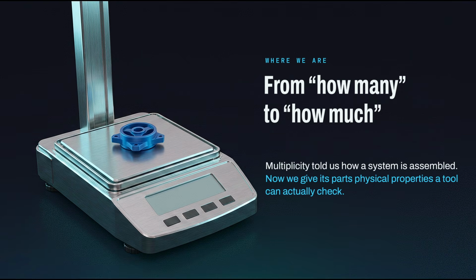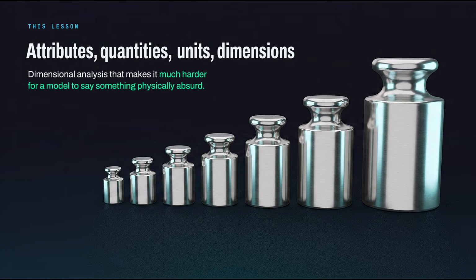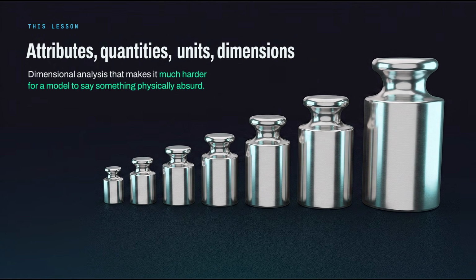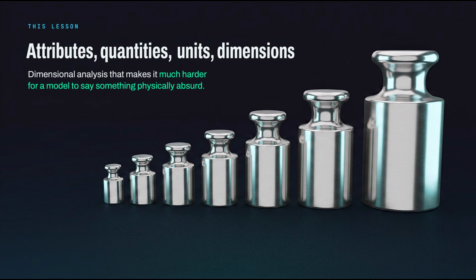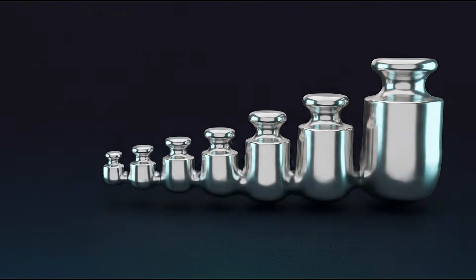Last time, we used multiplicity to say how many parts a system can have. 4 wheels, perhaps 1 driver, perhaps no driver at all. That tells us how a system is assembled. This lesson gives those parts physical properties that mean something to a tool. We are talking about attributes, quantities, units, and dimensional analysis. In short, we are making it much harder for a model to say something physically absurd.